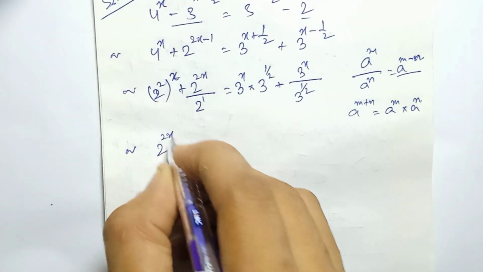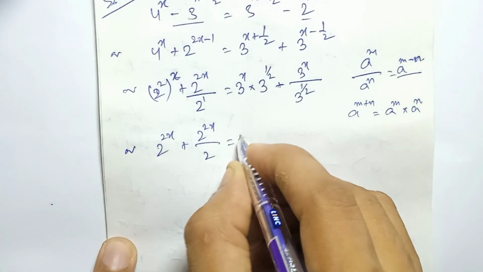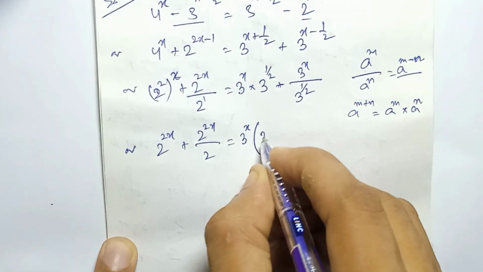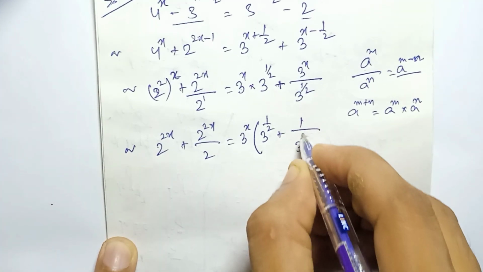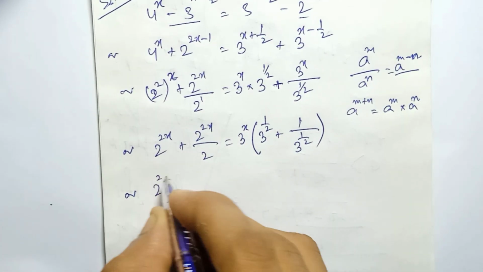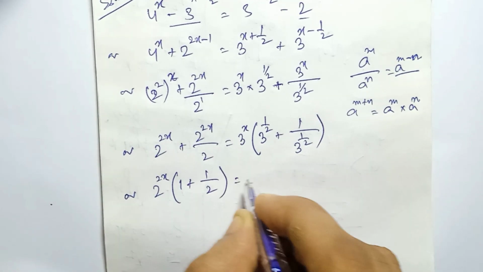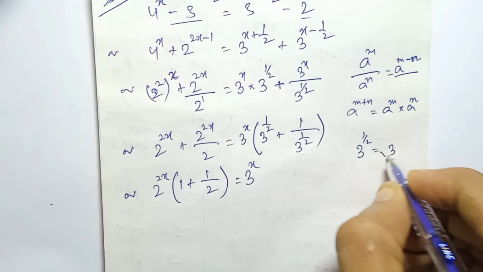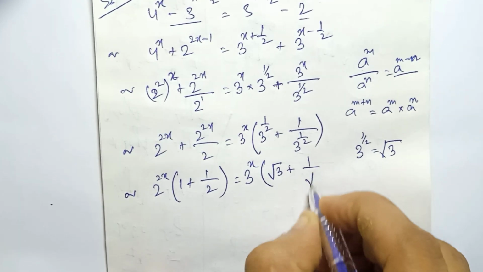So here 2 to the power 2x plus 2 to the power 2x by 2. Here 3 to the power x, we can take common, so the remaining is 3 to the power 1/2 plus 1 by 3 to the power 1/2. Take 2 to the power 2x common in this side, so here remaining is 1 plus 1/2. 3 to the power x, 3 to the half, so we can write it as square root of 3. So here is square root of 3 plus 1 by square root of 3.